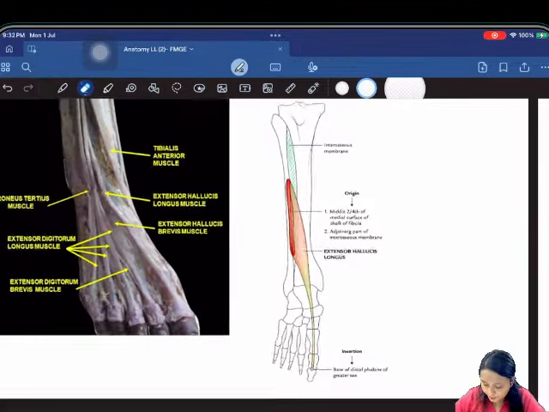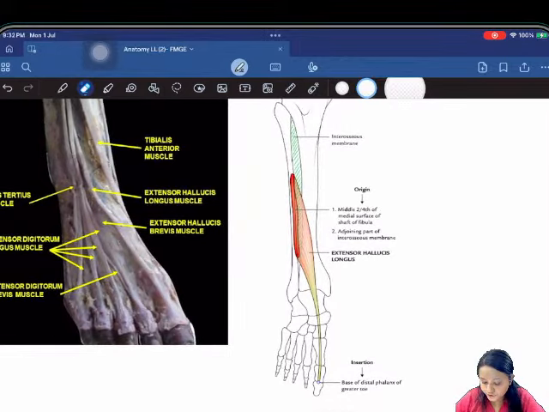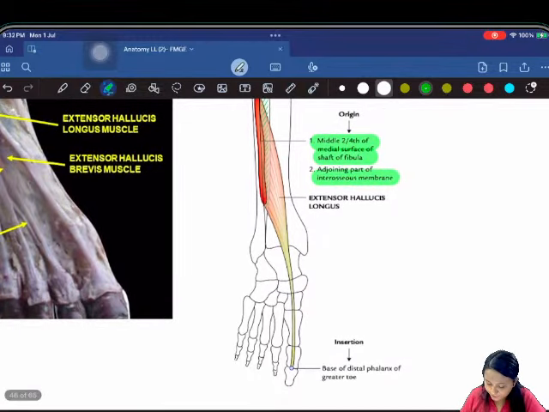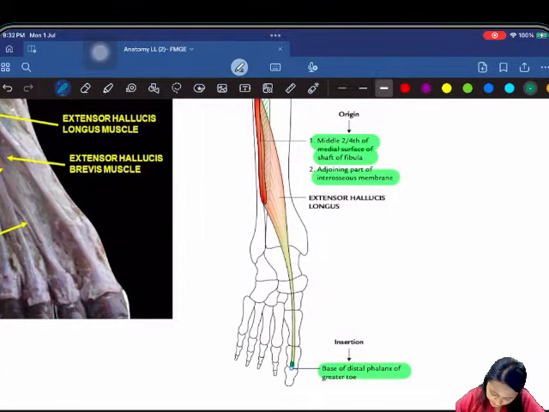Now if they have asked you about extensor hallucis, you have to know a little bit about the origin and insertion. So origin is medial 2/4 of the fibula and the interosseous membrane, and then it is inserted on the base of the distal phalanx of the great toe. So you can see here how it is inserted, base of the distal phalanx of the great toe.